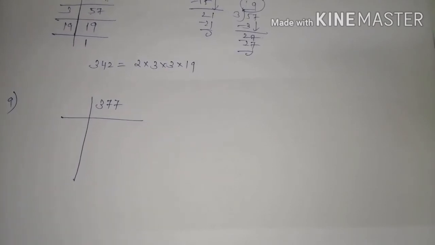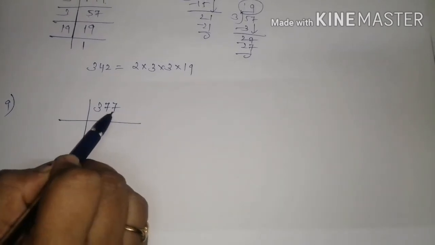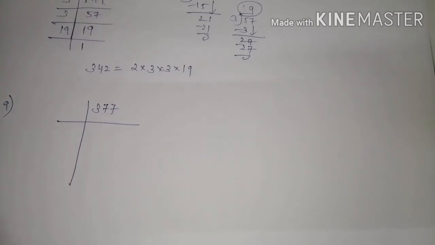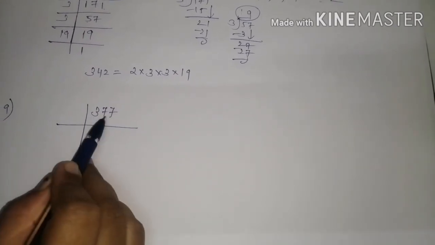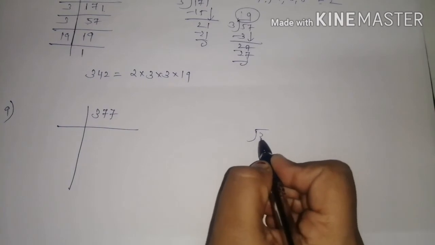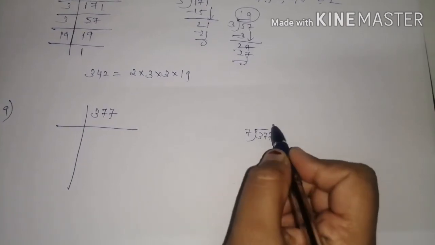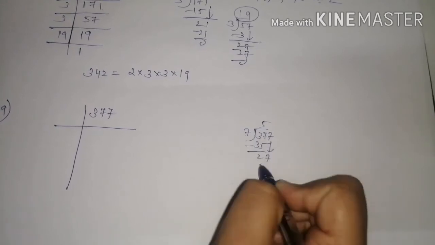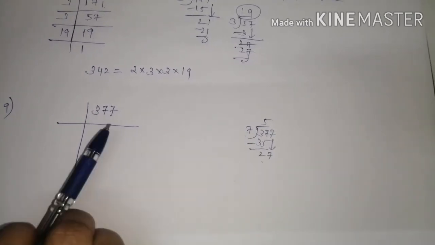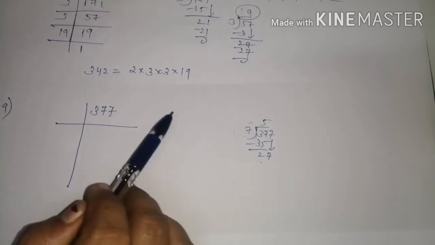Now after 3, the next prime number is 5. For 5 we want 0 or 5 in the units place, but again it is 7. So it will not get divided by 5 also. After 5 the next prime number is 7. Let's divide 377 by 7. 7 5s are 35. 2 remaining, 27. 27 doesn't come in 7's table, so it is not getting divided by 7.